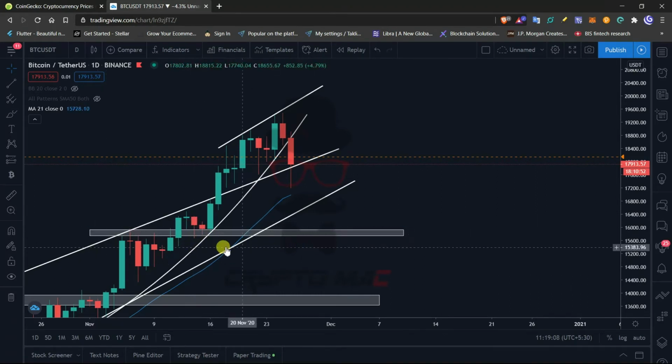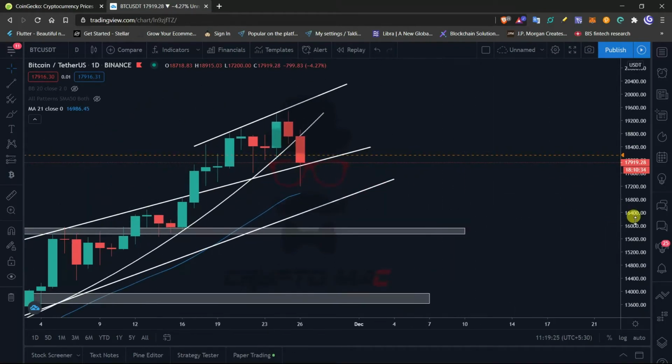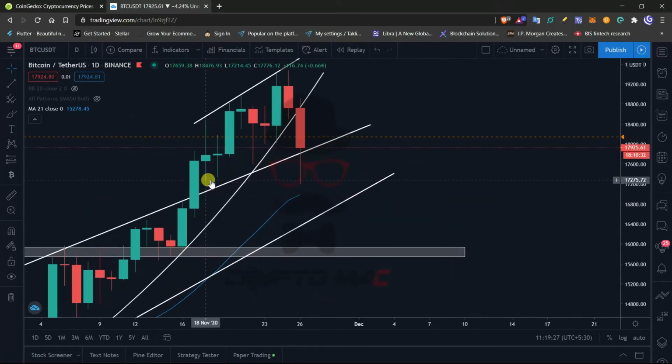So this is a more important support zone in terms of the daily time frame. And one more thing we have to consider is that we are just jumping from the 21-day moving average. This is the 21-day moving average. But if we look at this, why is it still looking bearish?